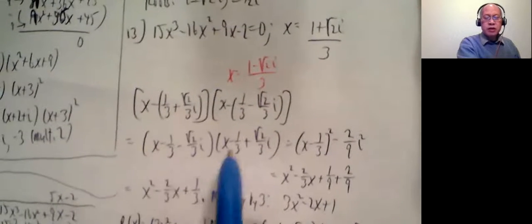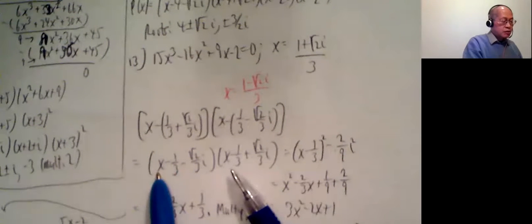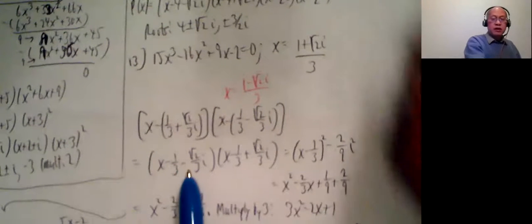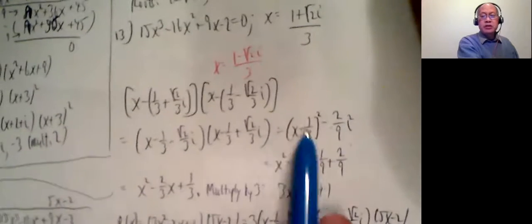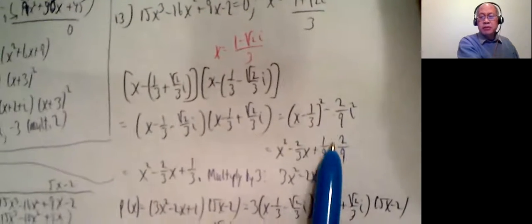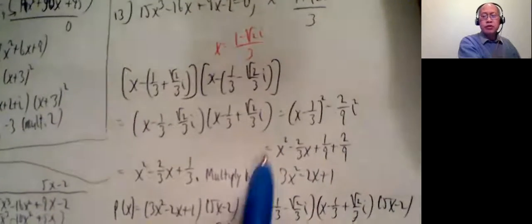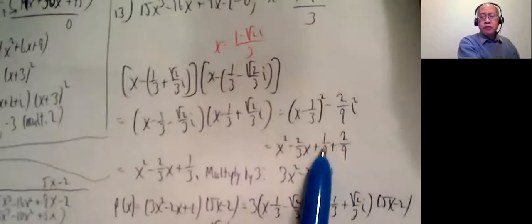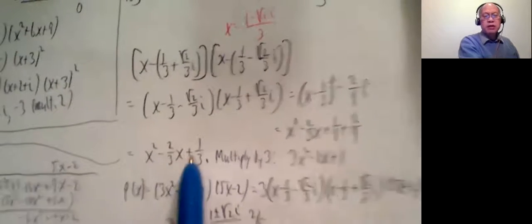Distribute x minus 1/3 minus radical 2/3 i, x minus 1/3 plus radical 2/3 i. So that's x minus 1/3 squared. That is the same as that. So I square it, minus this thing squared. Radical 2/3 i squared is 2/9 i squared. That will become plus 2/9. Square this: x squared minus 2/3 x plus 1/9 plus 2/9. 1/9 plus 2/9 is 3/9 or 1/3. So I have x squared minus 2/3 x plus 1/3.